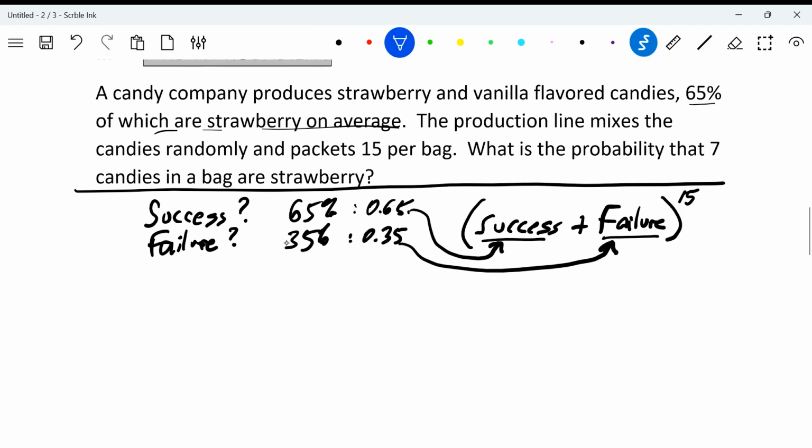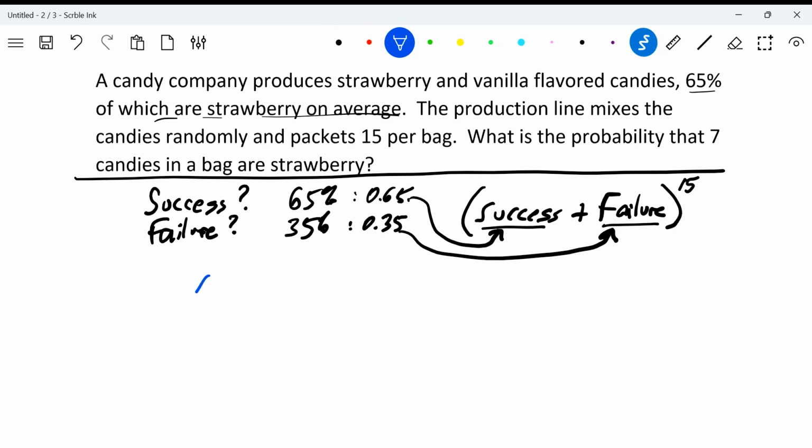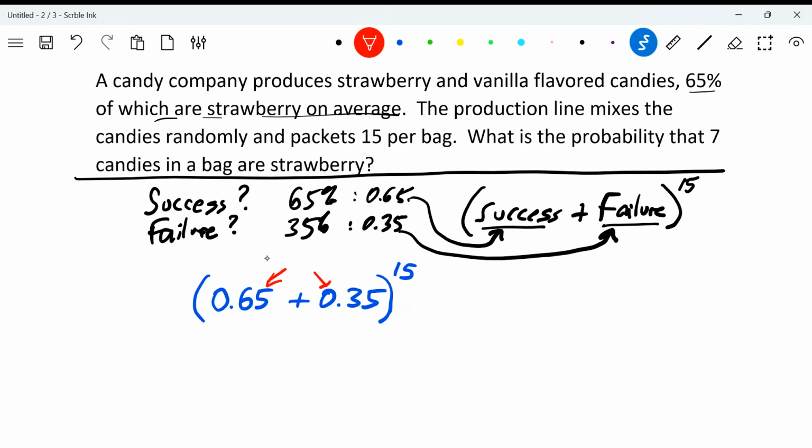So let's actually next write this down over here. 0.65 plus 0.35, to the 15th power. Now, notice that these two things equal 1. They always will add up to 1.